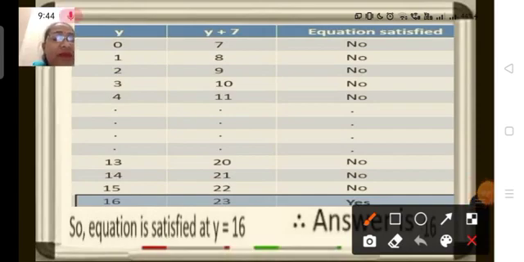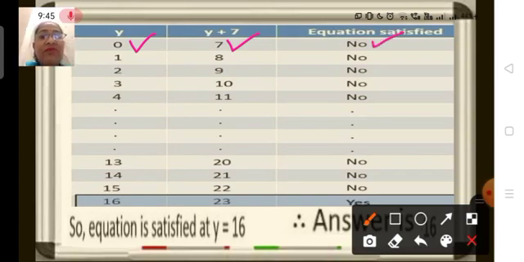Now we will find out for which value of y, y plus 7 becomes equal to 23. First we will take the value of y as 0. Then y plus 7 becomes 0 plus 7, which is not equal to 23. That means the value of y equal to 0 does not satisfy the given equation.